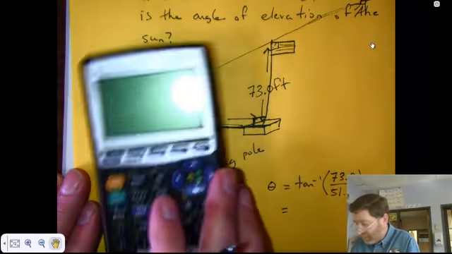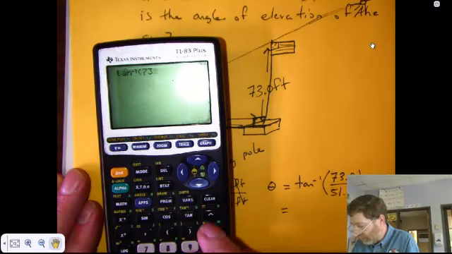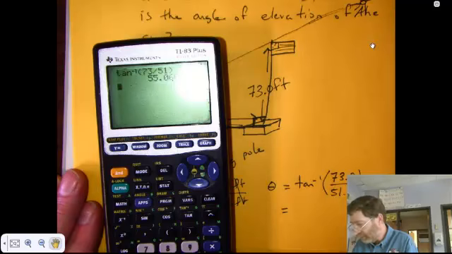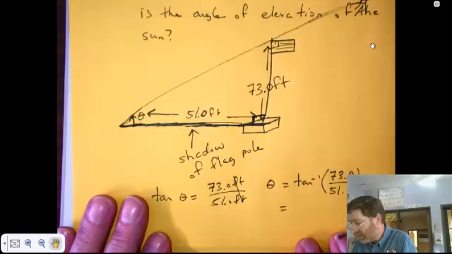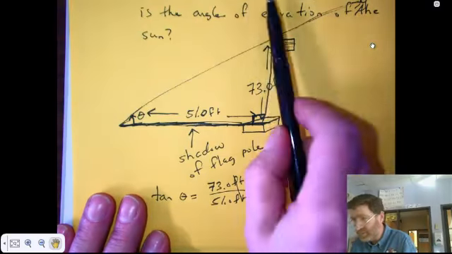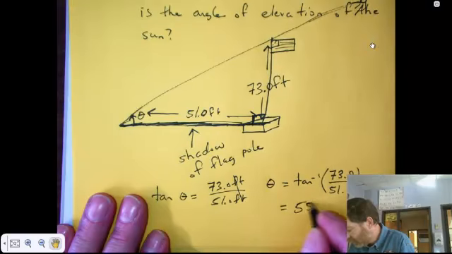So, inverse tangent of 73 divided by 51 is 55. So, let's see, this had 3 places, so we'd have 2 on the angles. So 55 degrees.